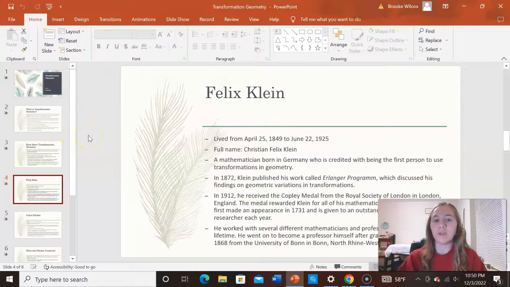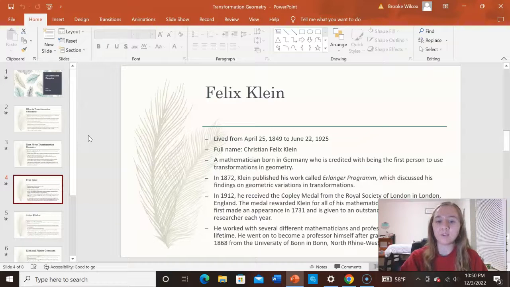So somebody who is very prominent with the study of transformation geometry is Felix Klein. He lived from April 25th, 1849 to June 22nd, 1925. His full name was Christian Felix Klein. He was a mathematician born in Germany who is credited with being the first person to use transformations in geometry.